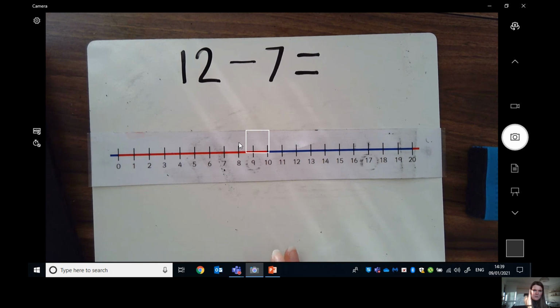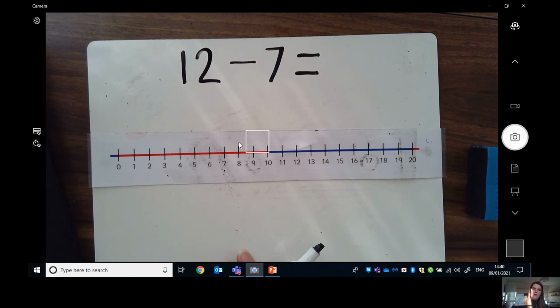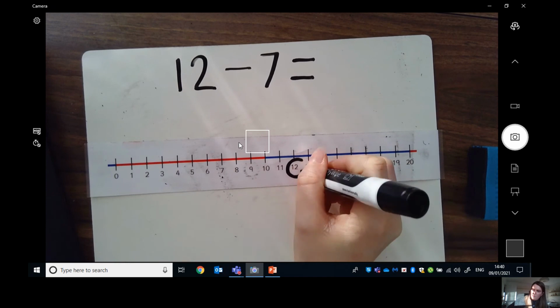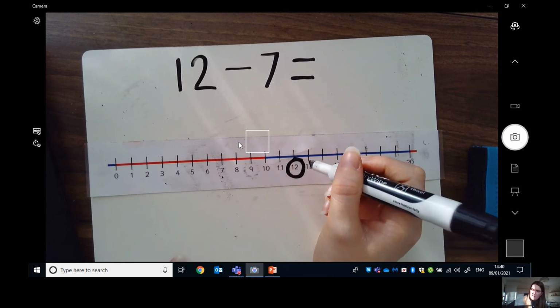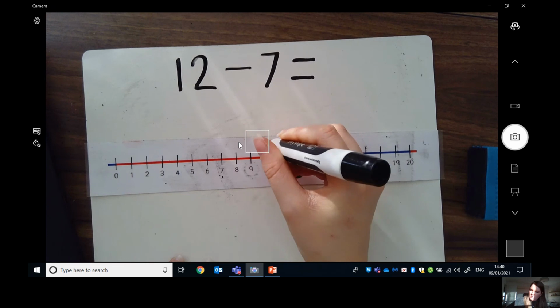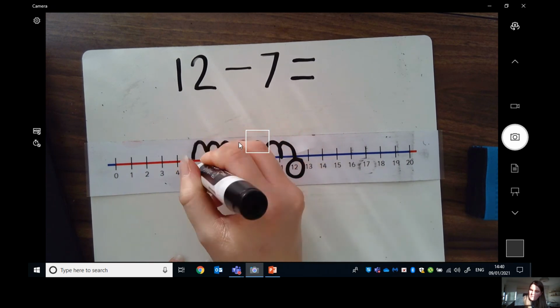Great, you've had a go. What answer did you come up with? Okay, you think it's 5. Right, let's have a look. You circled the number 12. How many jumps did you make? 7. Let's make our 7 jumps. 1, 2, 3, 4, 5, 6, 7.